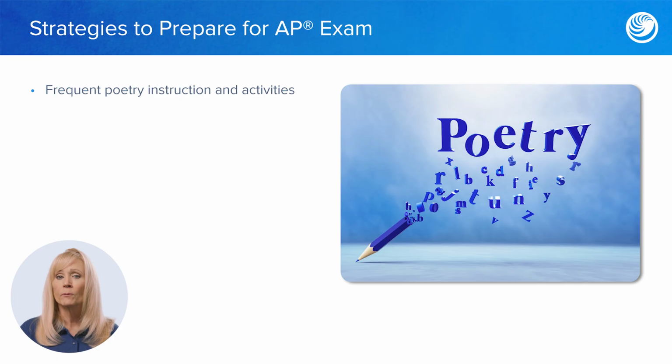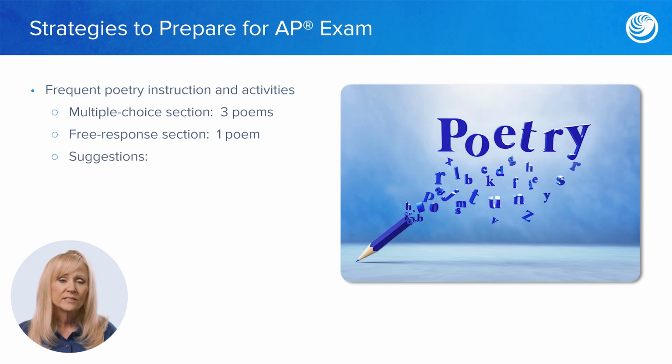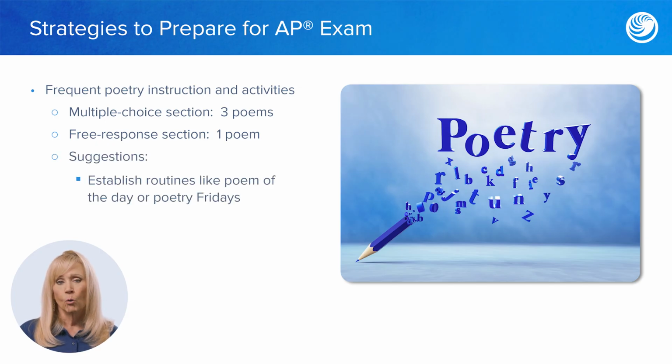Number 2, incorporate poetry instruction and activities often in your curriculum. Teaching poetry regularly in an AP Lit classroom is key, not just for preparing students for the exam, but also for helping them grow as readers and writers. The AP exam usually includes 3 poems in the multiple choice section and 1 poetry analysis essay, so students need plenty of practice. Plus, poetry can actually boost engagement and make class more interesting. Setting up simple routines like a poem a day or Poetry Fridays gives students regular exposure and helps build their confidence.